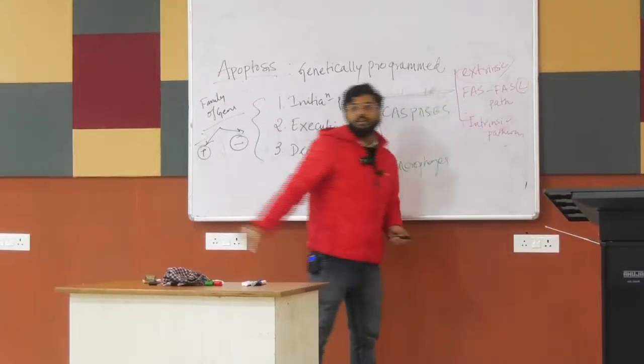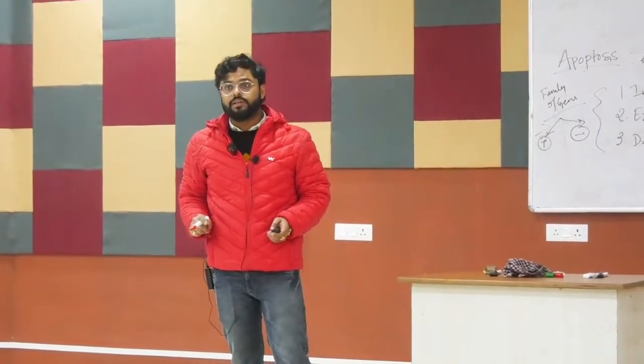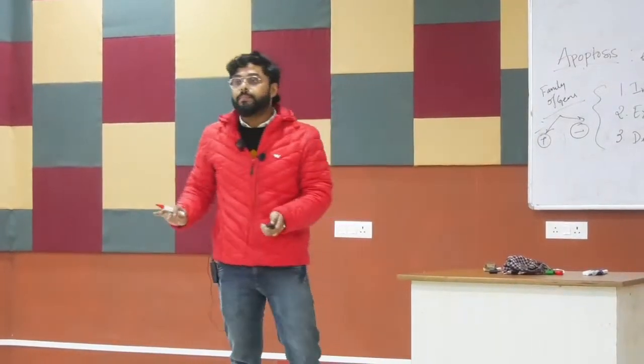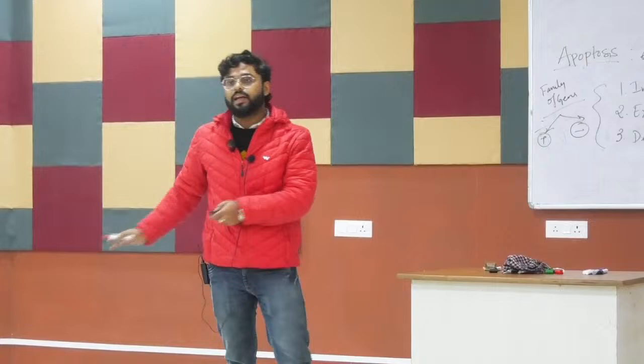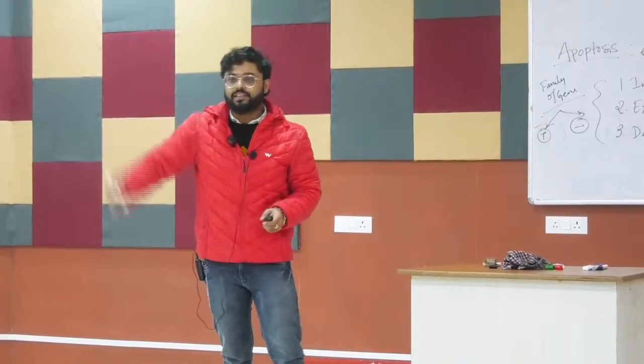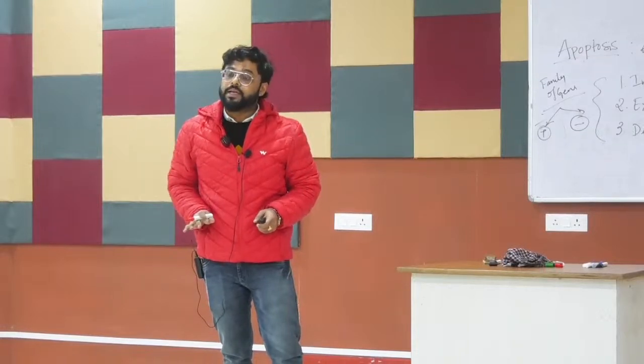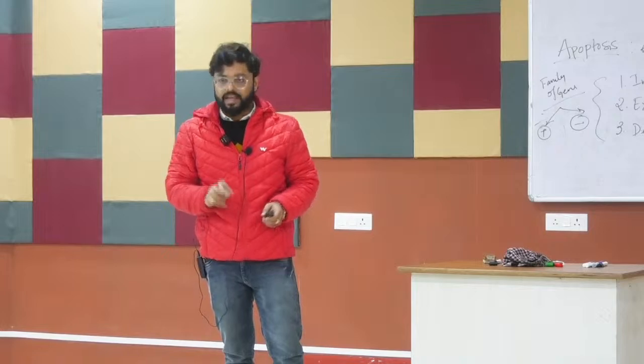Extrinsic means there will be some injury outside the cell. Mostly these are pathological types of apoptosis. So there will be some kind of injury or response outside the cell, and against that response, there will be activation of Fas. Fas binds with the Fas ligand.